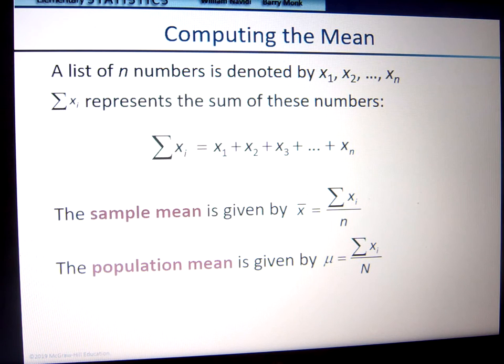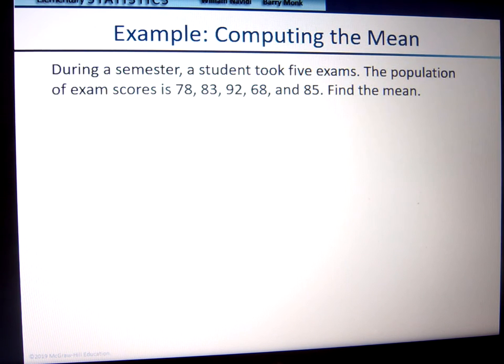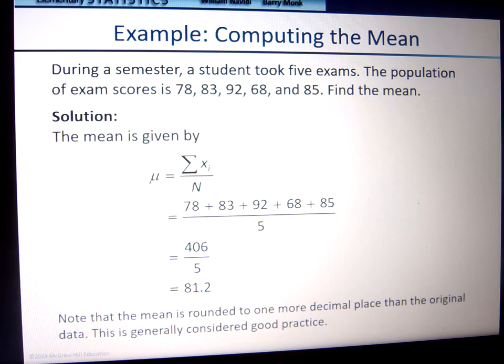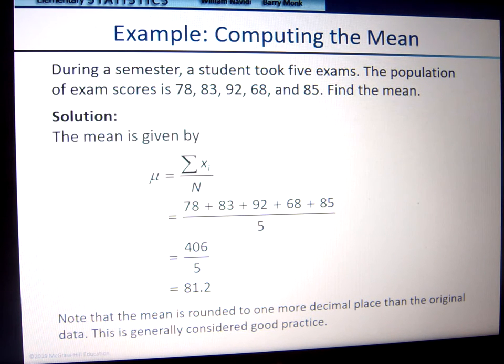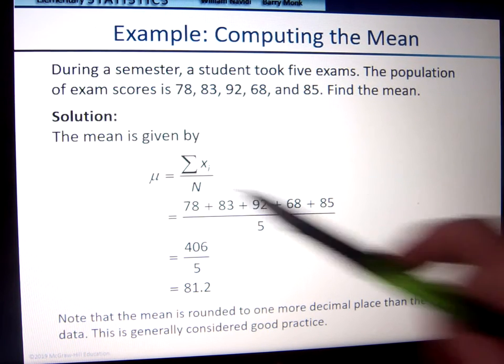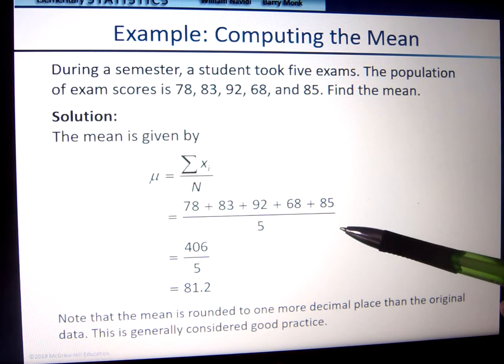So if we take a look at this student taking 5 exams, the population of exam scores are 78, 83, 92, 68, and 85. Find the mean. We add them all together, divide by how many total we have. Now notice that there's only 5 in the population. That's okay. You know, populations can be small groups as well. But if you're adding all the data sets, you're going to use mu. And then we're going to divide by the total, which is 5, and we get 81.2.